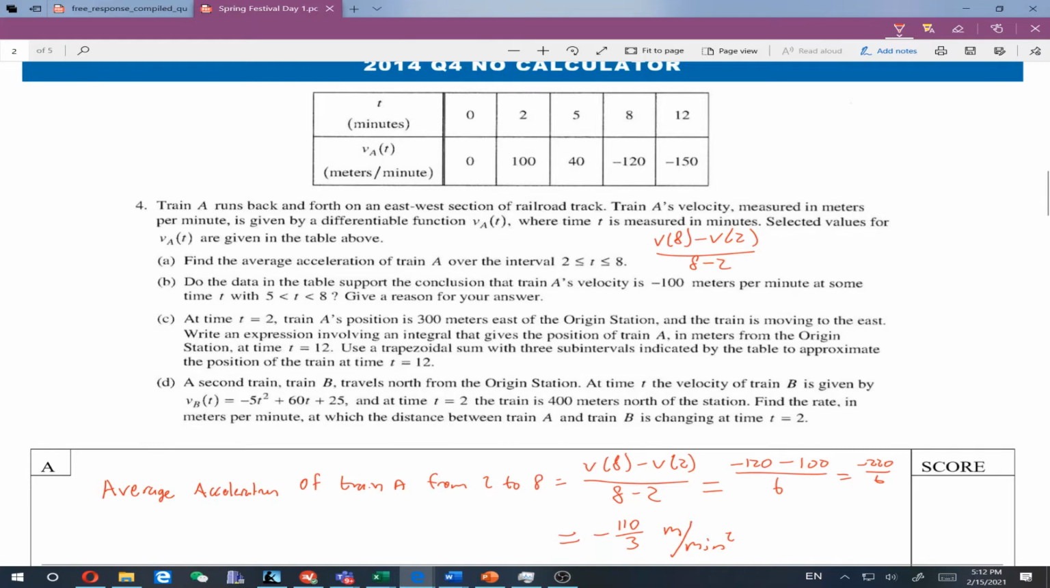Okay, part B. I want to know, does the data in the table support the conclusion that train A's velocity is negative 100 meters per minute at some point between 5 and 8, and then give a reason for our answer. So let's go Sarah for this one.